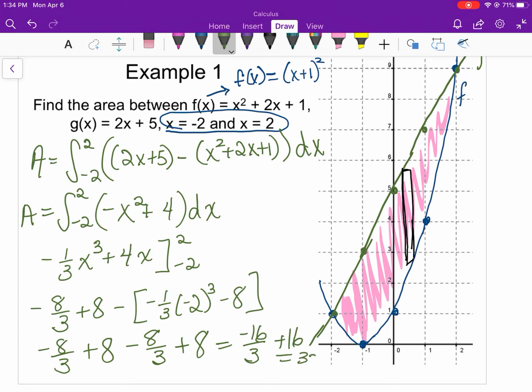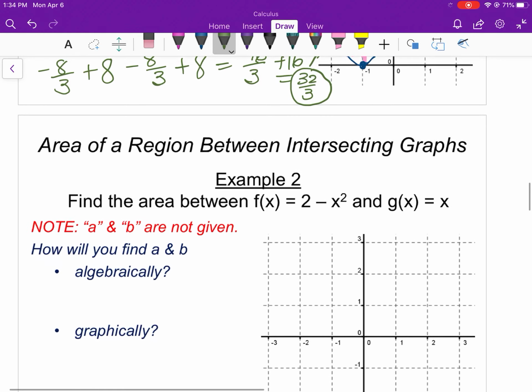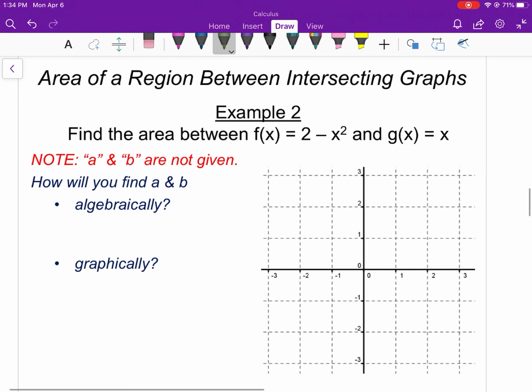And that's 32/3. Okay. So with our first example, our bounds were given. Some problems you might have the bounds given, sometimes you might not. So in this case, it just says to find the area. And this is where I was talking about.